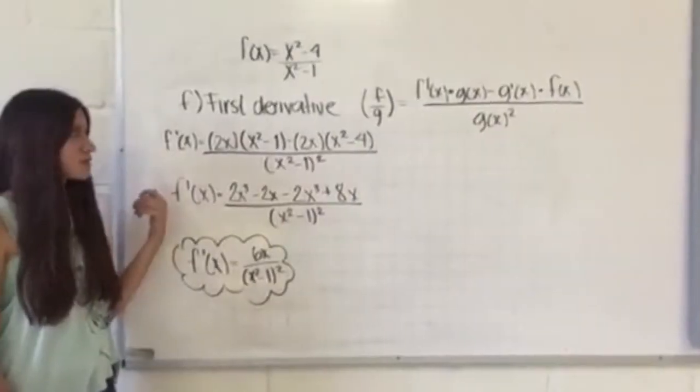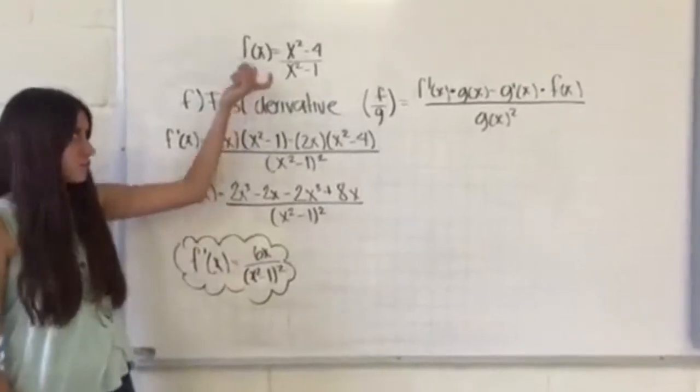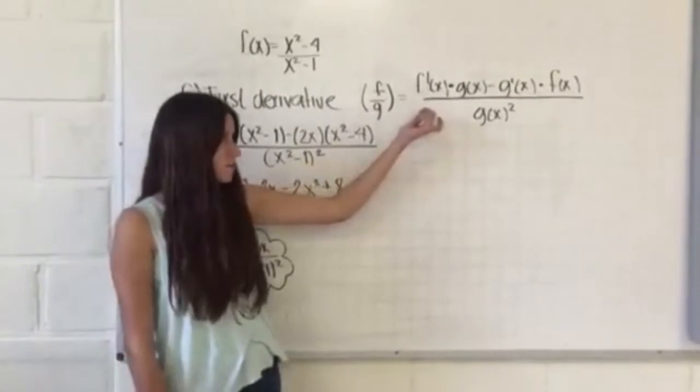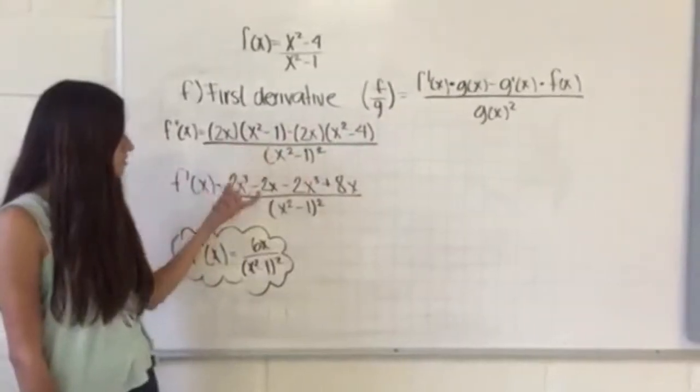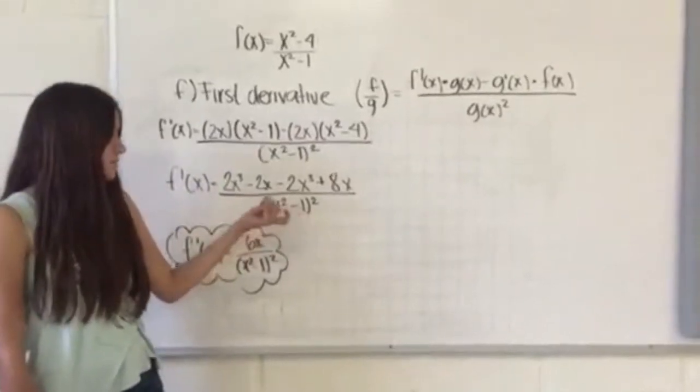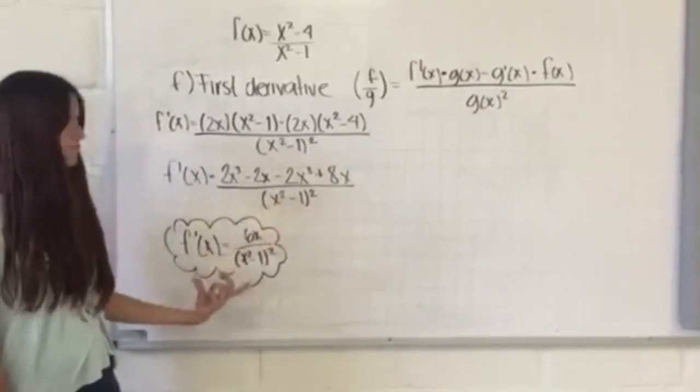We have to calculate the first derivative of the function, and we use the quotient rule formula and obtain this, and simplify the equation, and this is the first derivative.